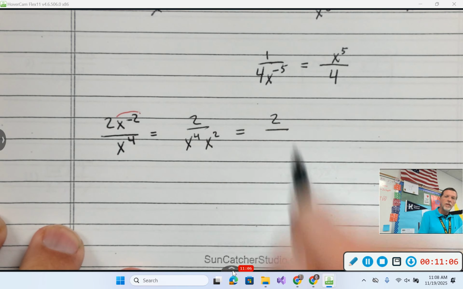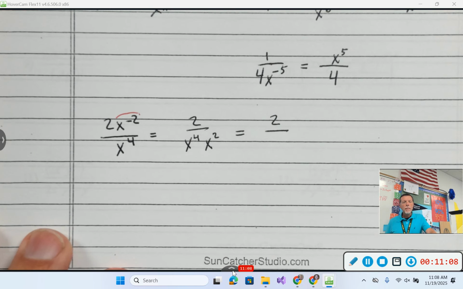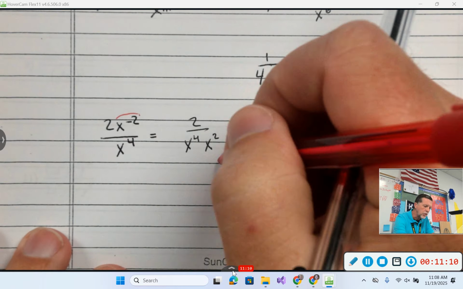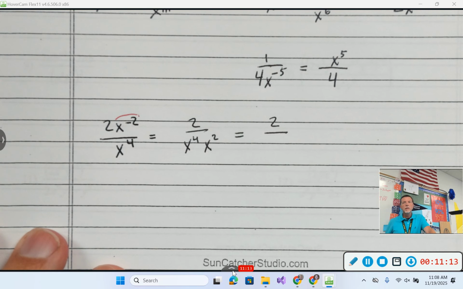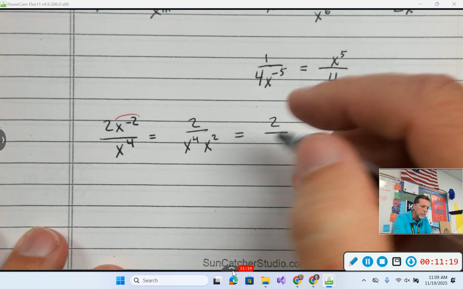Let's keep on that thought process here. So yes, that x to the negative 2 can go to the denominator. Now what do I do with x to the 4th and x squared that are both in the bottom? Add them. So how many do I have?